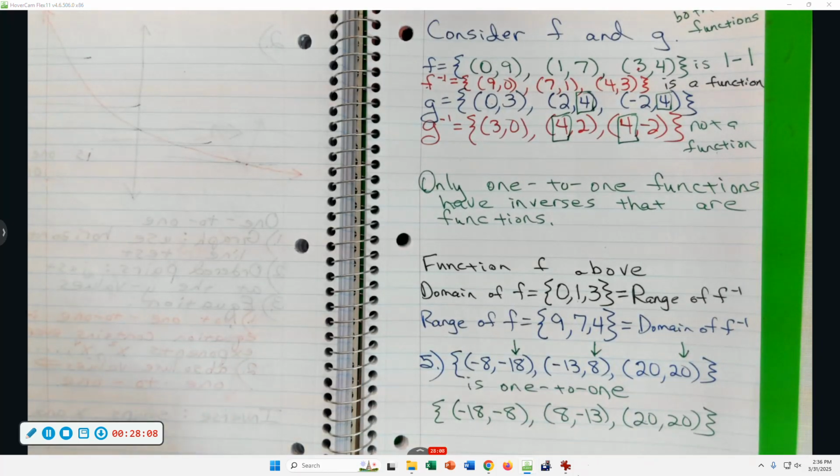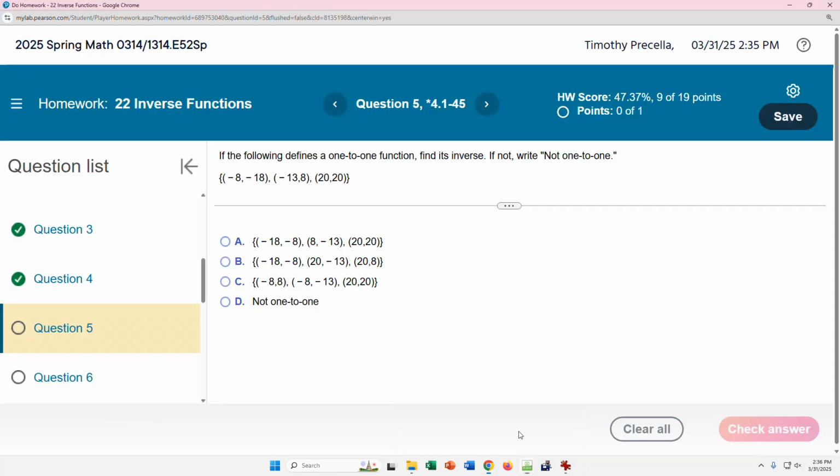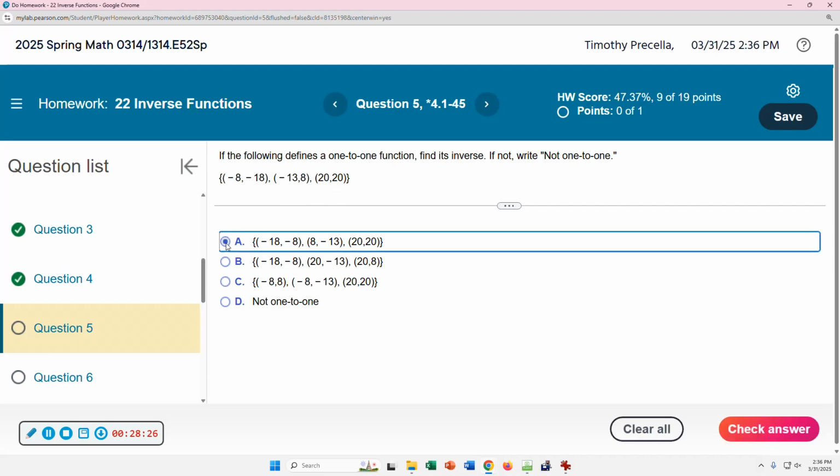And this is multiple choice, so it's not D because it is one-to-one. Negative 18, 8. 8, negative 13. What are y'all getting? I'm getting A. The first one? Negative 18, negative 8. Yeah, A.